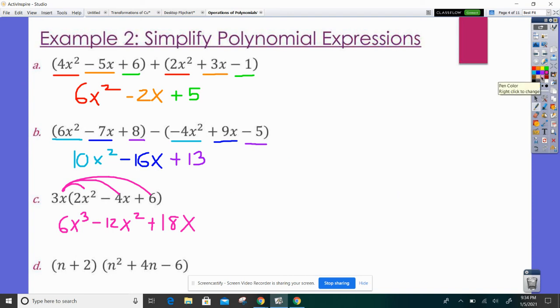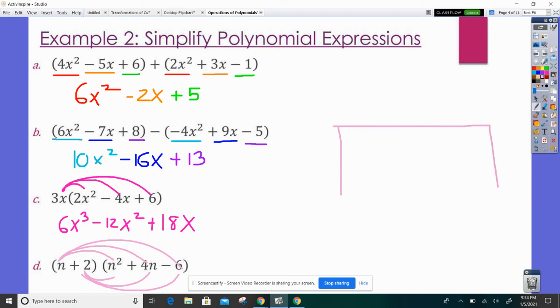The last one is very similar to that, but because we have a binomial times a trinomial, we can't just distribute it in the same way. What we'll have to do is distribute both of these terms to all of these terms like this. Now, we can do it just like that, but for problems like this, I like to create a box so I don't get confused. So in my box, I'm going to have a 2 by 3 box.